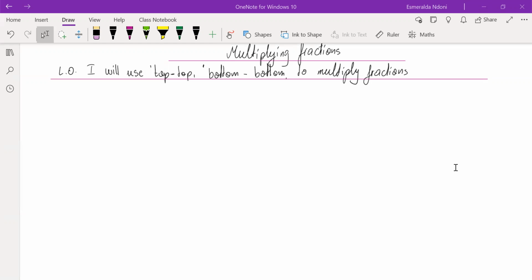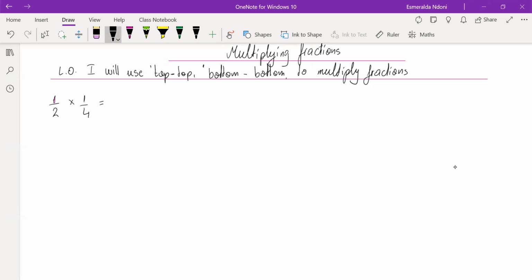Multiplying fractions is the easiest topic you can come across. So let's get a couple of fractions together. So if I write down a half times a quarter, to multiply them, we're going to follow the chant top, top, bottom, bottom.